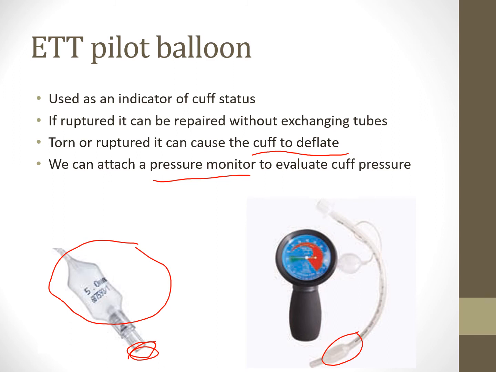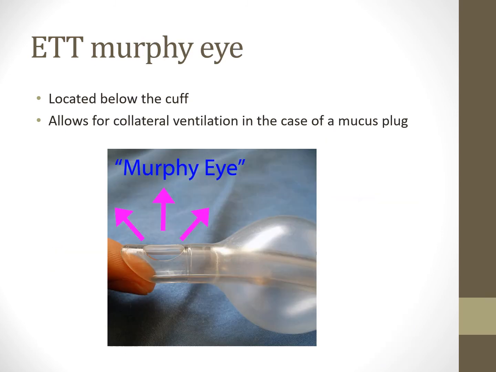And there are even ventilators now. I know of Hamilton ventilators where you hook up the cuff of the artificial airway to the ventilator and it automatically inflates and deflates and all that stuff. So it automatically measures it and it actually adjusts it. It's pretty cool. The Murphy's eye, this is very important. This little opening here, it's located below the cuff and it allows for collateral ventilation. So if there's something occluding the tip of the ET tube, like a mucus plug, we're still able to ventilate the patient.